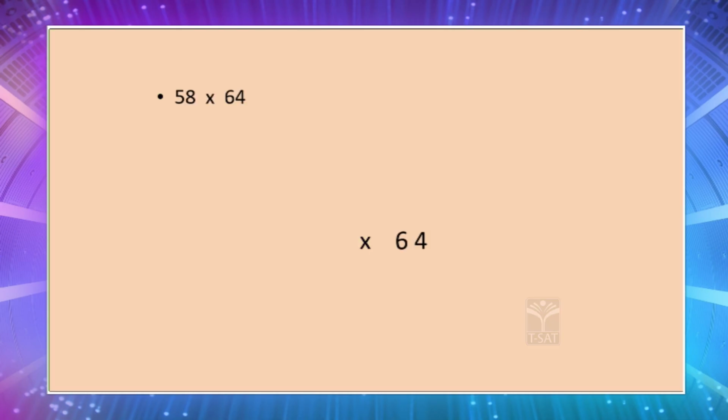Next, you try to solve this, 58 into 64, in standardized form. Okay. 58, 8 is in the 1's place and 5 is in the 10's place. We are multiplying with 64. That means a 2-digit number with a 2-digit number. 58 is a 2-digit number, 64 also a 2-digit number. So, what is the first step? First we have to multiply 4 with 8. So 4 into 8, 32.